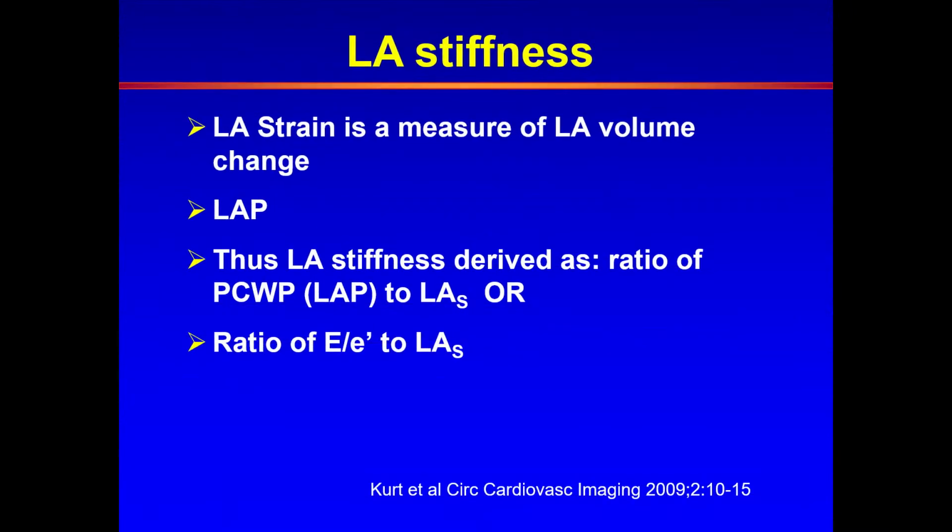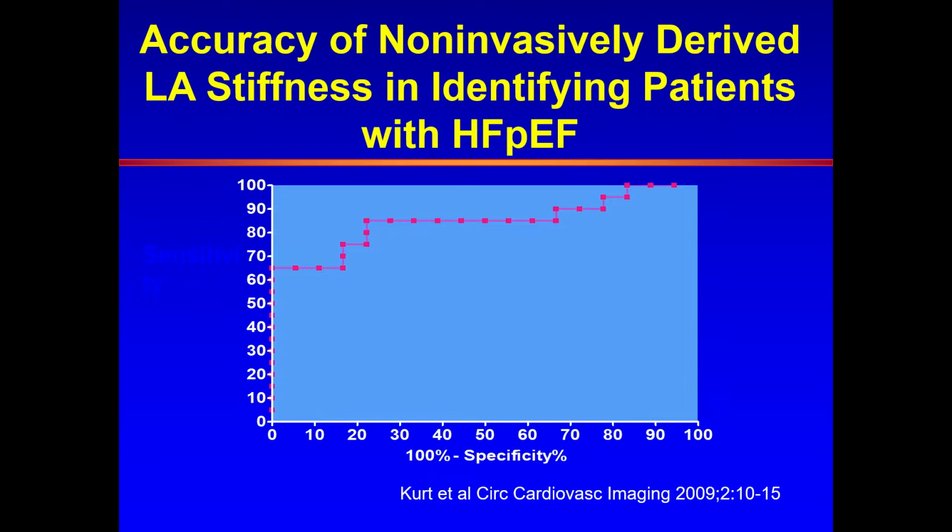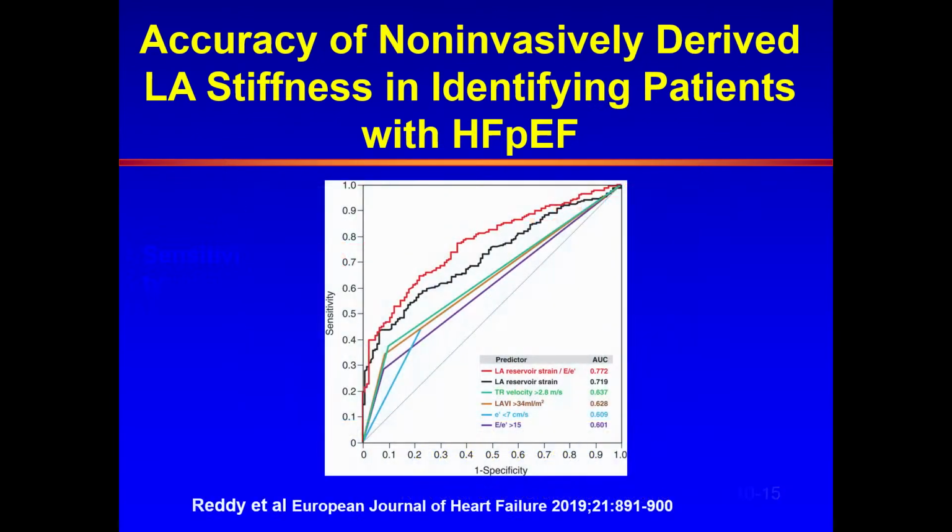As opposed to strain, stiffness is a more promising index, and stiffness is a ratio of pressure to volume. So you can use E to E prime as a surrogate of pressure, and you can use the LA reservoir strain as a surrogate for the change of volume. And the stiffer the atrium, the higher the PA pressures. That's not surprising. These are measurements obtained invasively. You see similar relations if you do it non-invasively. Also, stiffness of the LA is abnormally elevated with heart failure with preserved EF. That was a very decent metric in this small study of 20-some cases with heart failure with preserved EF.